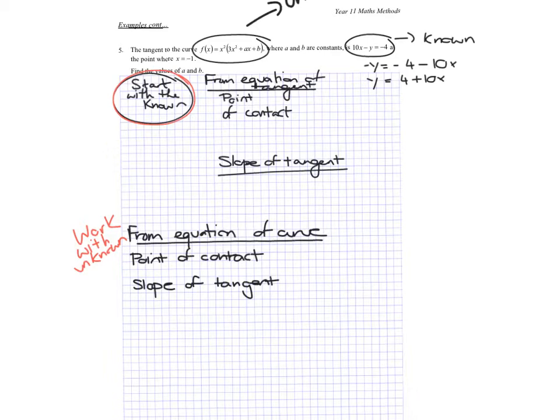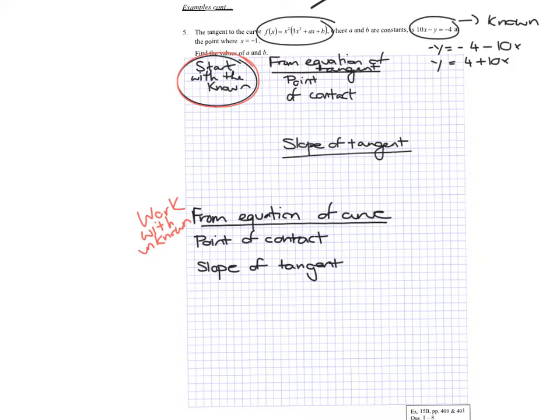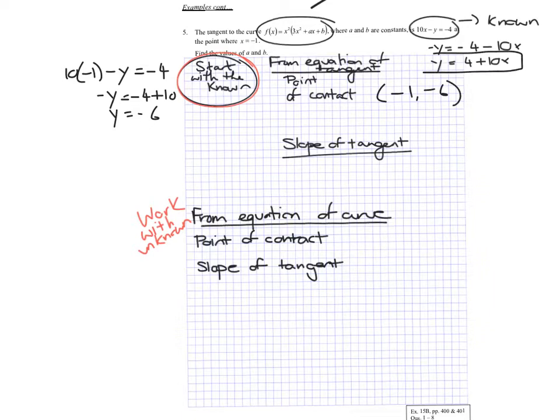So from the equation of the tangent, for the point of contact, we know that x equals -1. If we substitute that in, we'd get 10 times -1 take y equals -4. So -y would equal -4 plus 10, which gives us 6. So y is going to equal -6. So our point of contact, therefore, is (-1, -6). Now our slope of the tangent: if we think about slope-intercept form, the slope, of course, is the number in front of the x. So our slope is just going to be equal to 10.